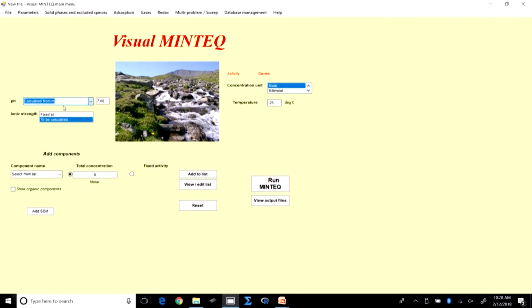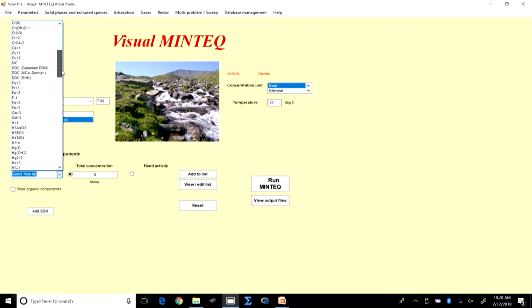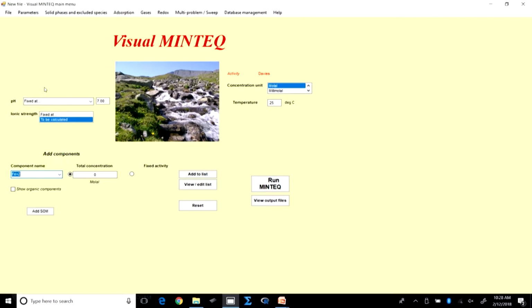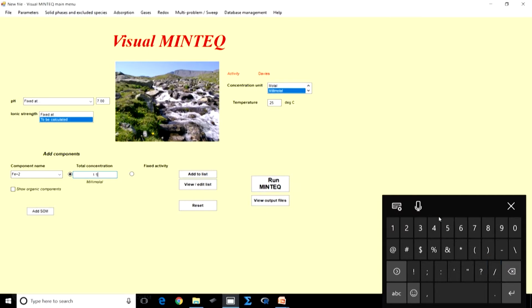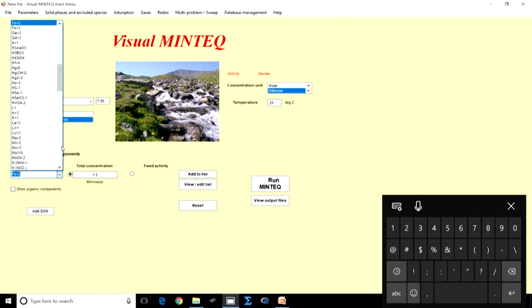We usually maintain the pH at 7, and I am going to plug in Fe2+ initially, using units of millimolar, with the concentration equal to 1.5. I am going to add that to the list, and now SO4 2- at the same concentration, because I am putting in Fe2+ in the form of FeSO4, and where is that?